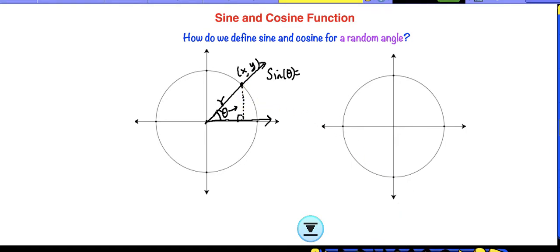Let's use a different color. This distance is actually y. And this distance, let's use a different color, is actually x. That's how we read the coordinates. The horizontal distance here is x, and this is y, so (x, y).